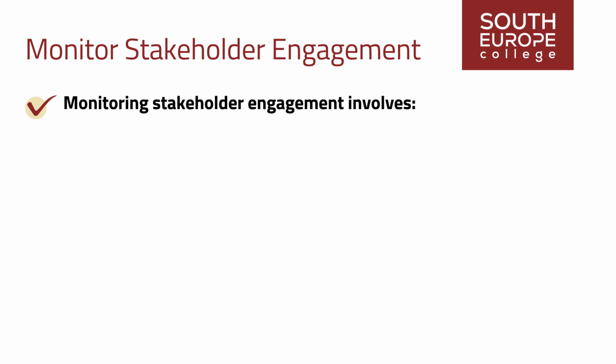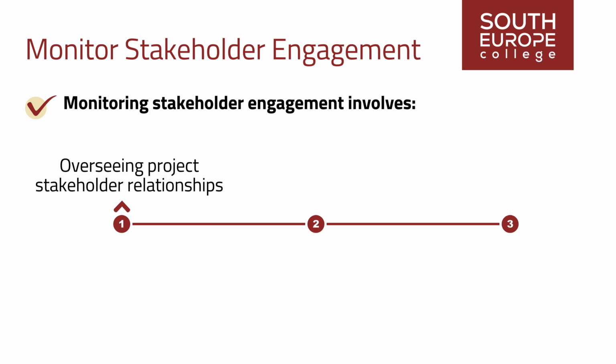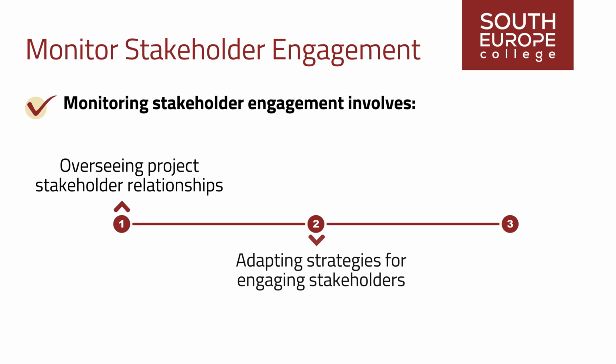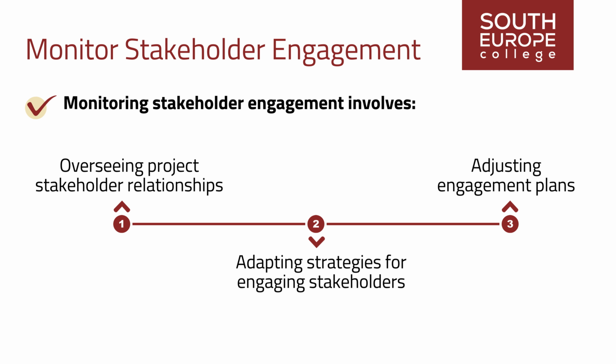Monitoring stakeholder engagement involves overseeing project stakeholder relationships and adapting strategies for engaging stakeholders by adjusting engagement plans. The main advantage of this process is its ability to sustain or enhance the efficiency and effectiveness of stakeholder engagement activities as the project progresses and encounters changes in its environment.